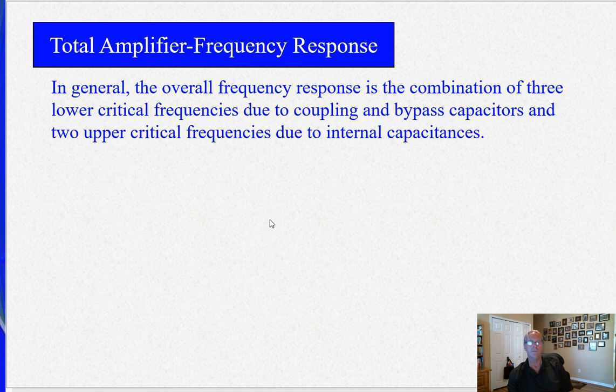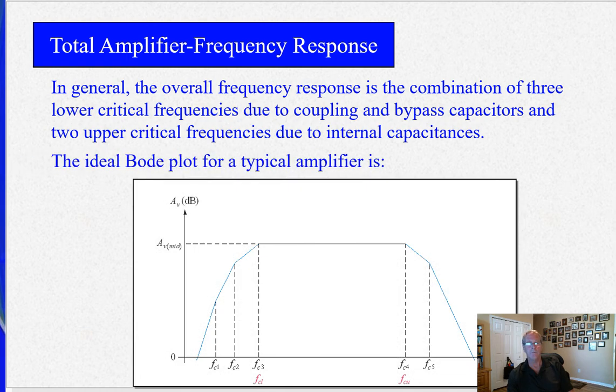So for the total frequency response, you take the lower frequency response and the upper frequency response, and you make a giant composite Bode plot. Usually you have 3 cutoff frequencies here, one for the bypass, one for the coupling capacitors, and so on. And then these are the high frequency elements, 2 cutoffs for the equivalent high frequency capacitors that are in the transistor. And the other one is the bypass capacitor in the emitter, which would be over here actually.